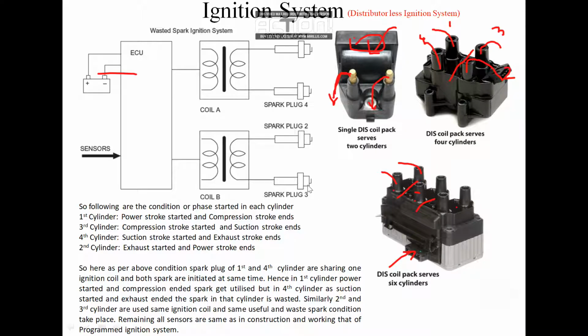All the sensors are the same, only the number of coils is reduced. We are just eliminating the distributor, so that the wastage of voltage gets resolved or eliminated. So this is the advantage we get in the case of the distributor-less ignition system. Normally we can see it in the Indian model of the Hyundai i10; in the first model of the Hyundai i10, the waste spark method was used. Okay, so in many small segment cars from Hyundai, you can observe this type of ignition system.